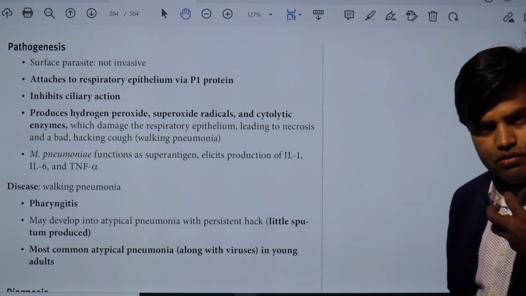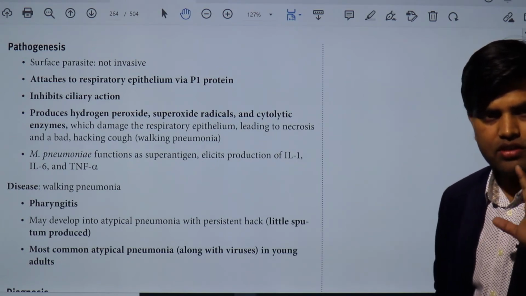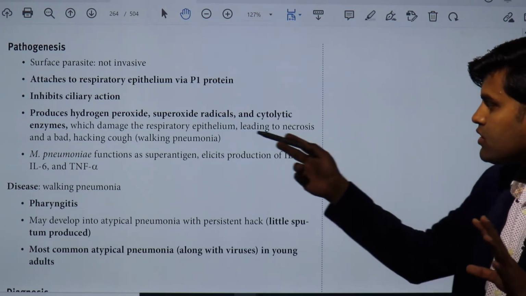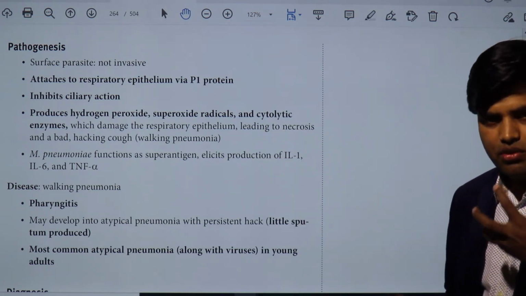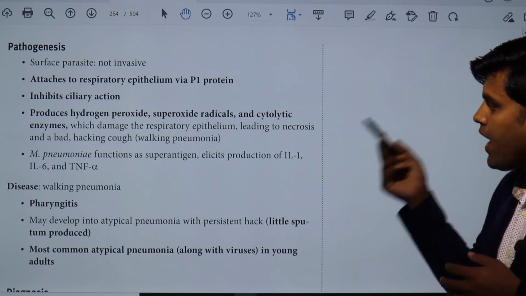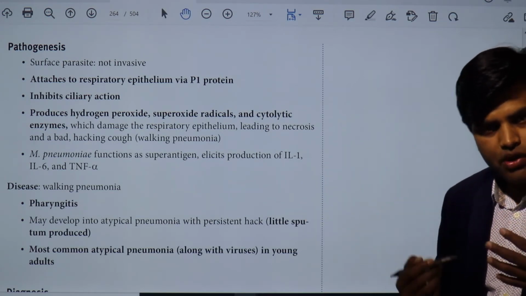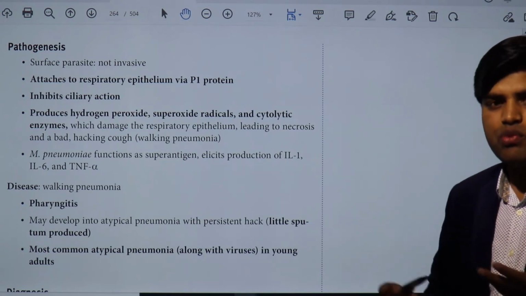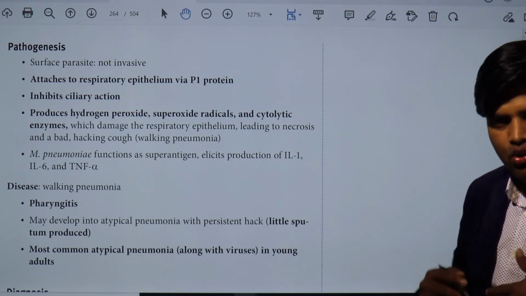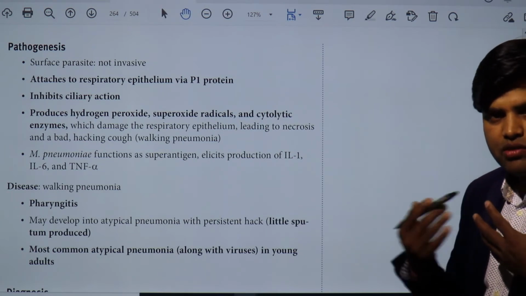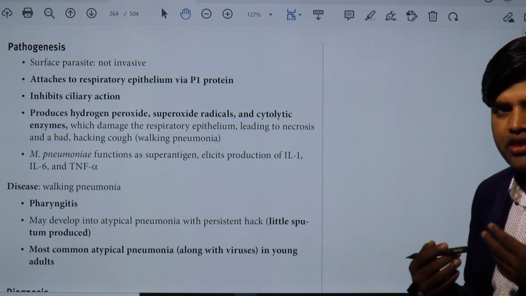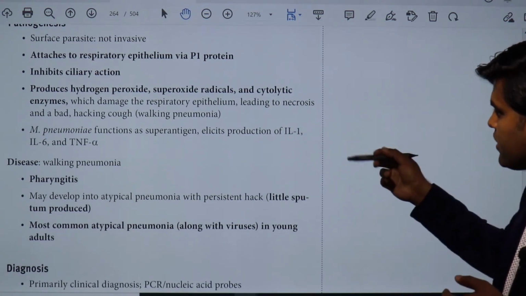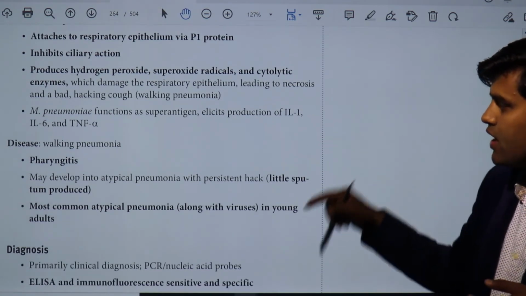Since the cilia are in stasis and the epithelium is undergoing damage, leading to necrosis, this irritates your throat and leads to a bad hacking cough. So you have a severe hacking cough, that is called walking pneumonia, but you do not produce sputum because there is nothing damaged in the lower tract. The upper respiratory epithelium is damaged and irritated, causing this walking pneumonia. Mycoplasma functions as a superantigen, eliciting production of interleukin 1, 6, and TNF.